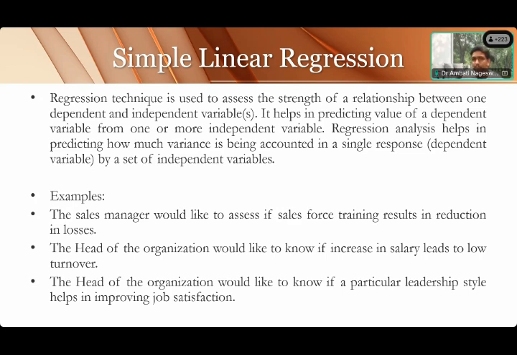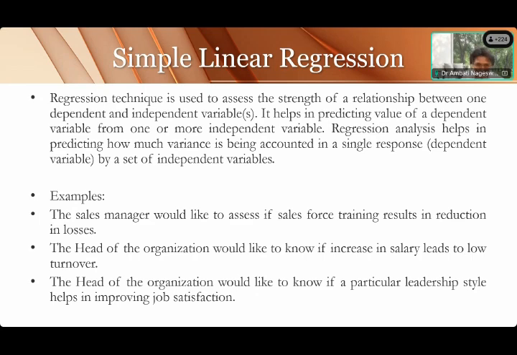There are so many tests we have: multiple linear regression, logistic regression test, binomial logistic regression test, hierarchical regression test. So there is a big family as a part of the regression test as well. As a part of this particular workshop, I'm going to talk about simple linear regression. It means whenever you have one independent variable and one dependent variable, you are going to conduct a simple linear regression test.